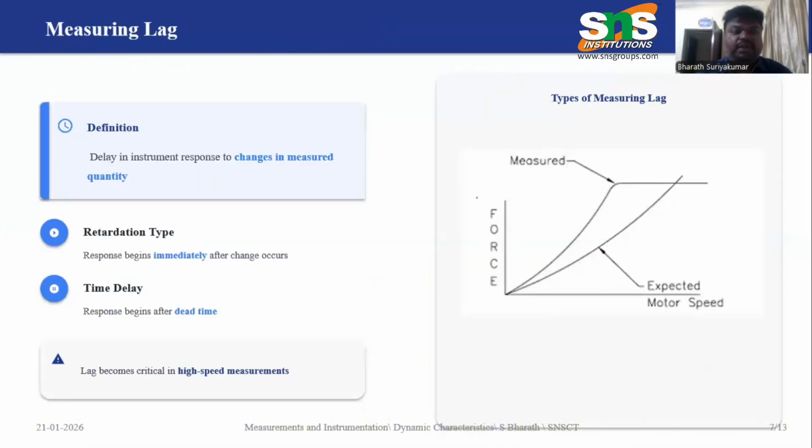Lag is the delay in the instrument response to a change in the measured quantity. In retardation time, the response begins immediately after the change occurs. In time delay, the response begins after the dead zone. Lag becomes critical in high-speed measurements.